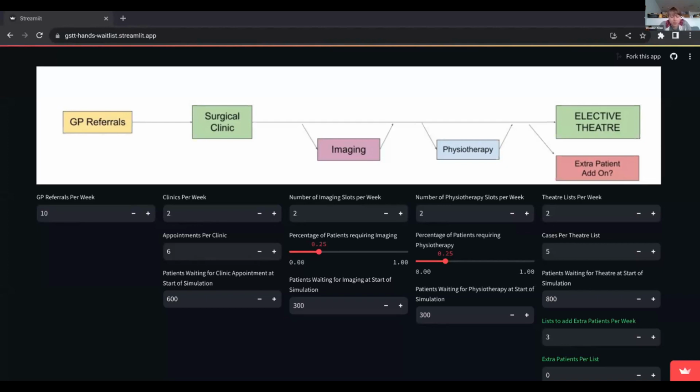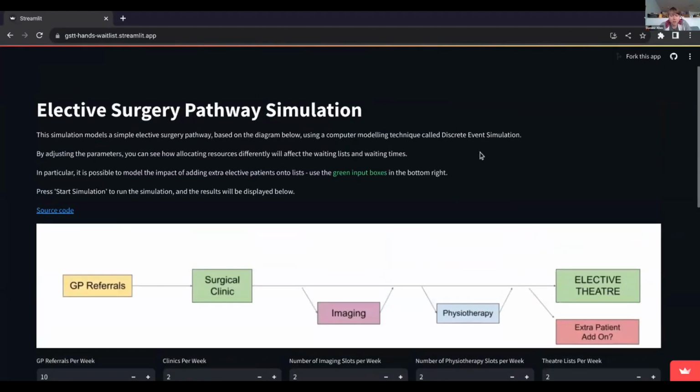I'm going to try not to be too heavy on the technical details, and instead I'm going to talk about the project that I've done and how potentially you might be able to use it in your organizations if you become part of the course next year. So what this is, it's another discrete event simulation model, also using a web app in Streamlit.